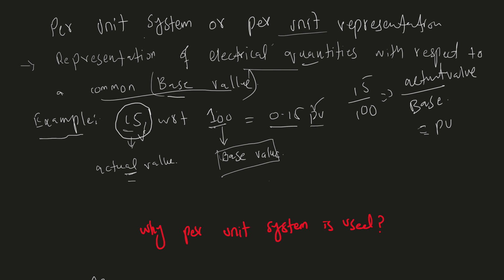By selecting any base value, we will then use a formula: per unit is equal to actual divided by base. The actual value is 15, and we selected 100 as the base value. So it comes out as 0.15 per unit. This is called the per unit value. This actual value can be voltage, impedance, power, or any electrical quantity in an electrical system.